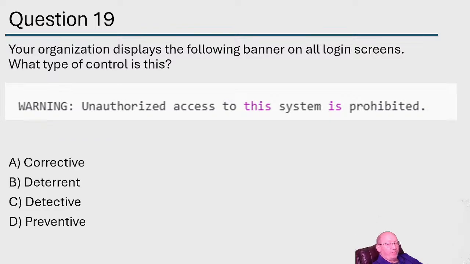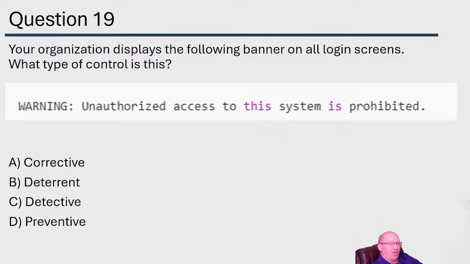Your organization displays the following banner on all login screens. What type of control is this? Unauthorized access to the system is prohibited. Corrective control. No, corrective control will be after the fact. In this case, nothing's happened. We're just logging in. It's not even logged in yet. It's before the login. So definitely can't be corrective. Deterrent control. Is it deterring users? Is it? Maybe. I would say B is a possible maybe.